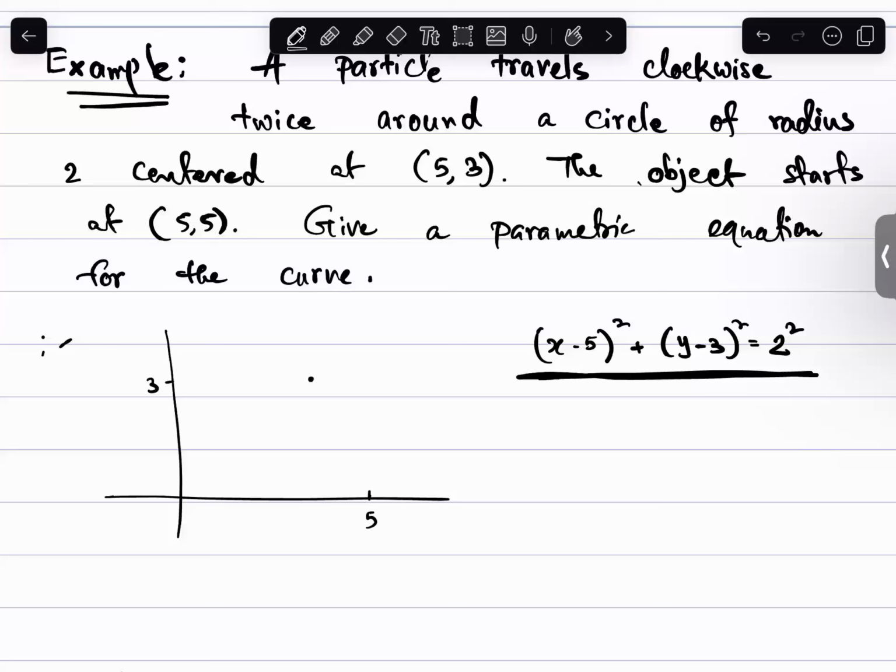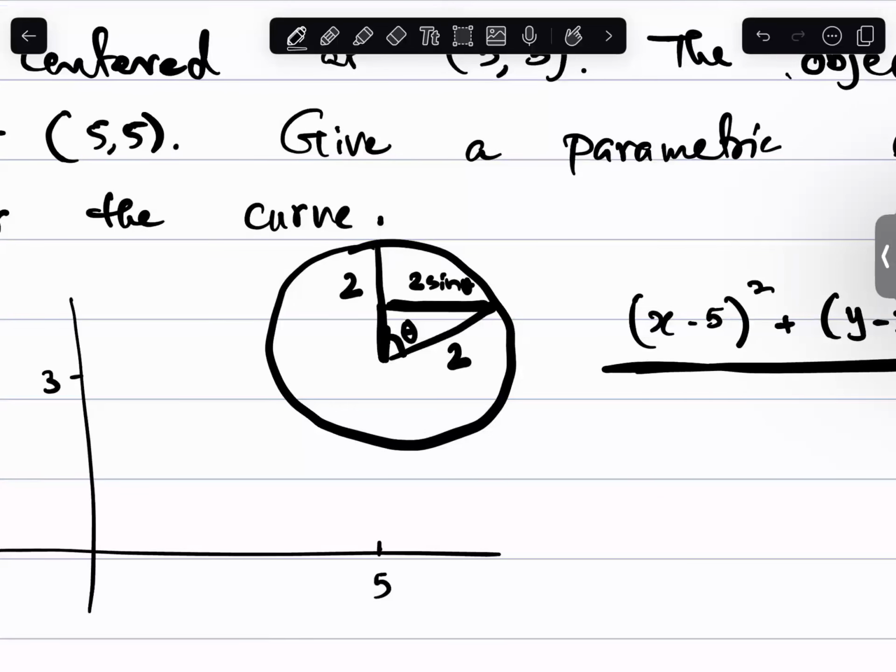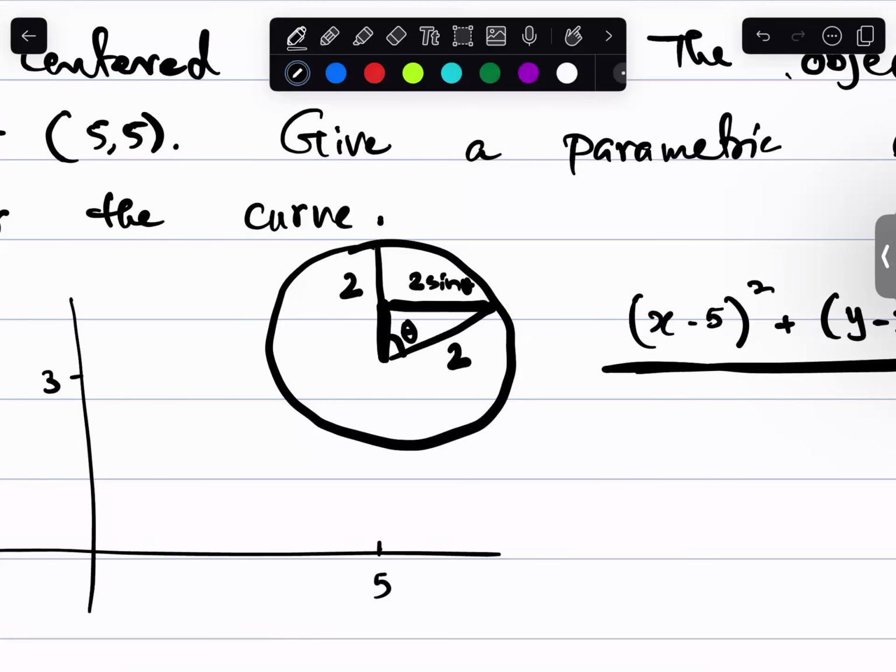Okay, cool. So say this is the center and this is the circle, right? So this is the radius 2. This will also be radius 2. And let this be theta. Then using plane trigonometry, you'll get this length to be 2 sine theta, and this length will be 2 cosine theta.